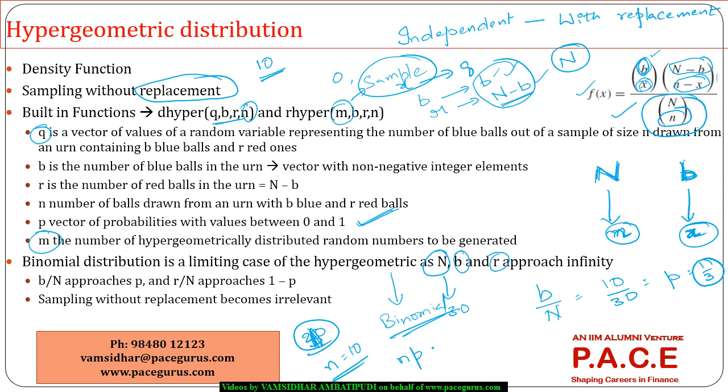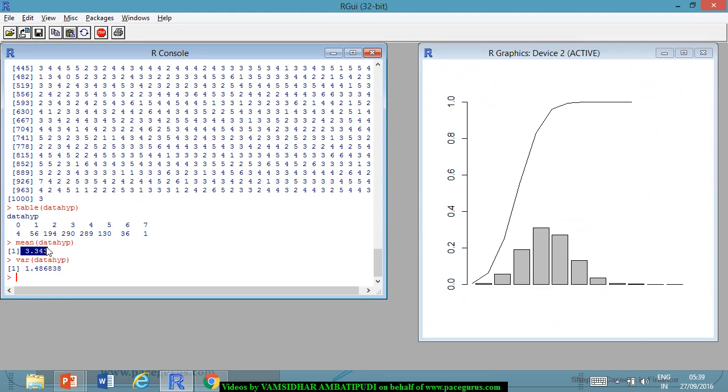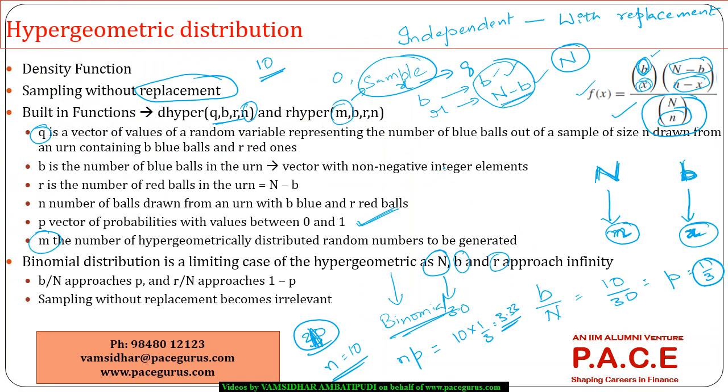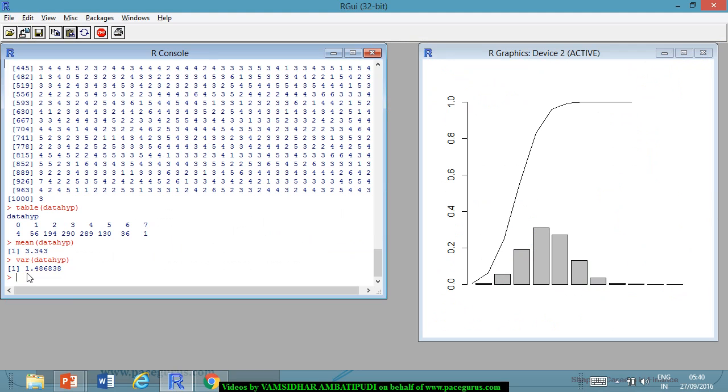Now if I use np as an indicator of the mean, from the binomial distribution it is 10 into 1 by 3, which is 3.33. But through the hypergeometric, I have got it as 3.34. It's almost approaching a binomial distribution. Even for the variance, we call it np into 1 minus p. So 10 into 1 by 3 into 2 by 3, which is 20 by 9, which works out to 2 point something. Here I have got 1.48.